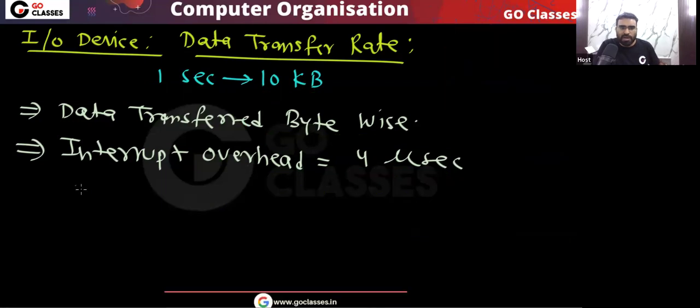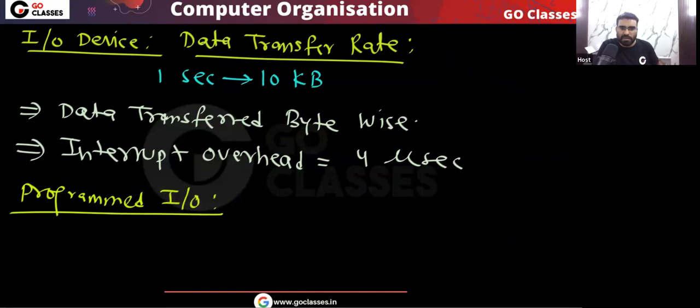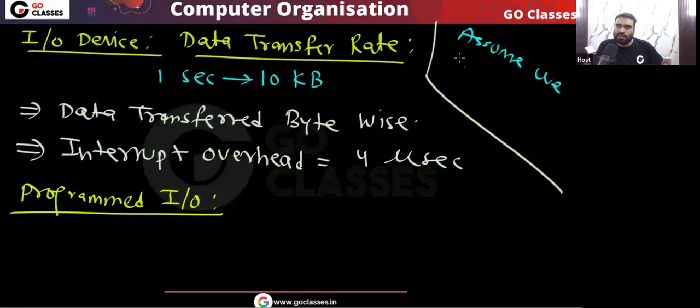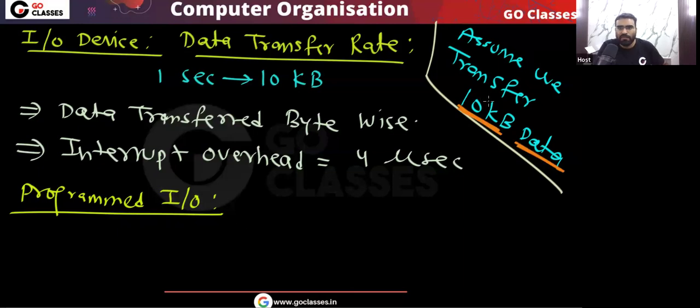Now let's see about the programmed IO. What about the programmed IO? You tell me about programmed IO. How much time will the CPU spend if you are using programmed IO, and let's assume you are transferring 10 KB data. Tell me, then in the programmed IO, how much time will be spent? How much time will the CPU spend? Please tell me. Because we need to transfer 10 KB data.